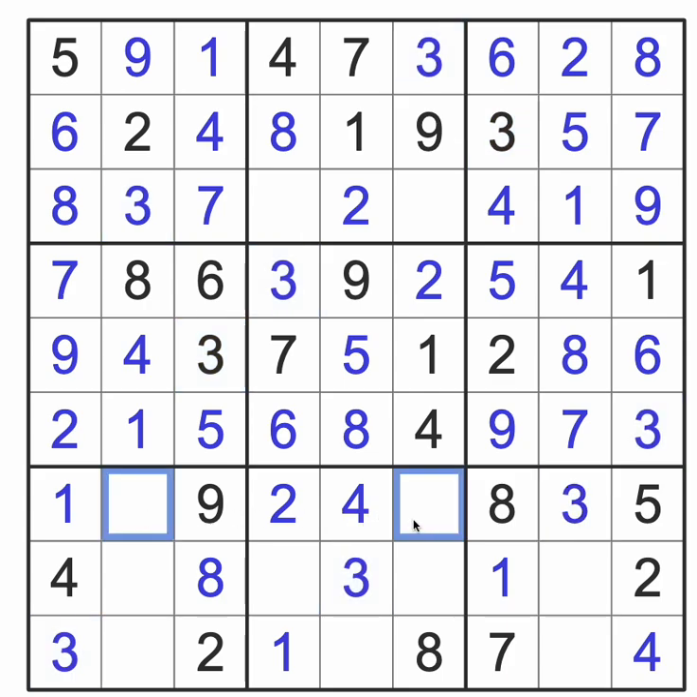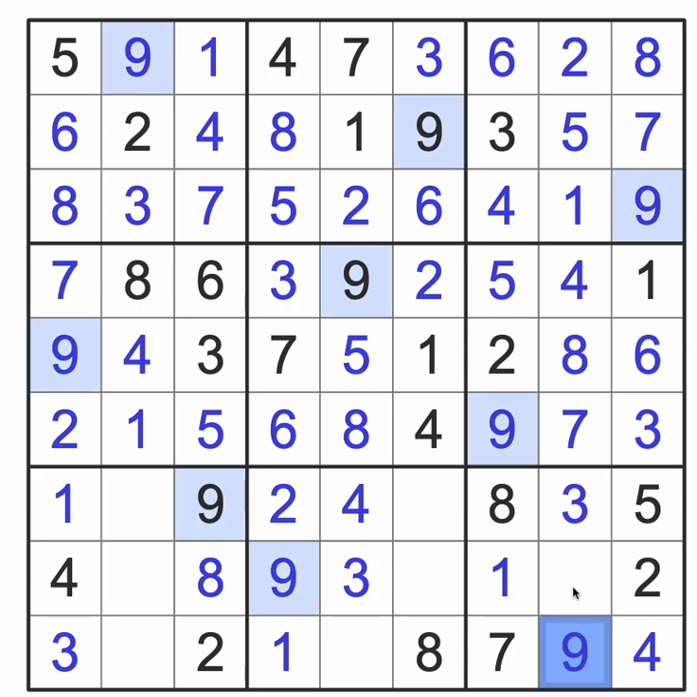6 and 7. These are 5 and 6. Here's 6. So this cannot be 6. And it's 5. And now it's 6. The last number of this column is 9, and this 9 blocks this cell, gives me 9. This becomes 6. The last number of this column is 6.